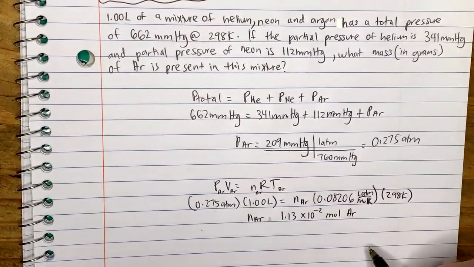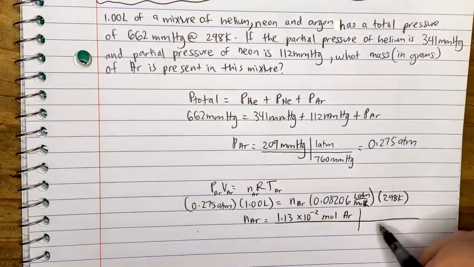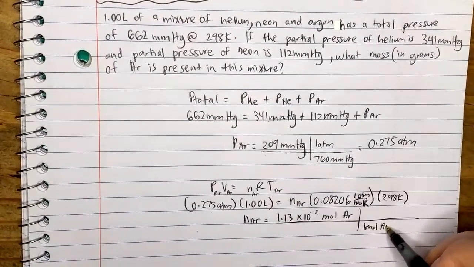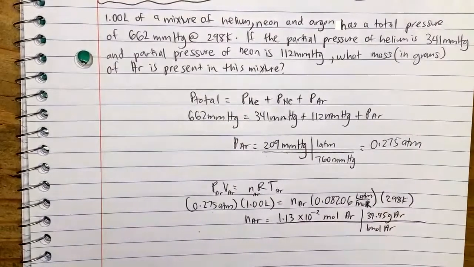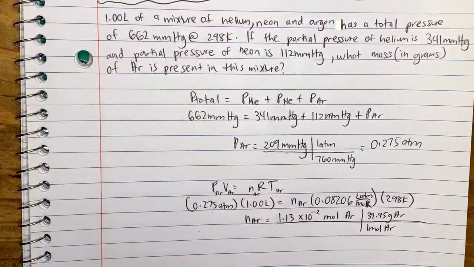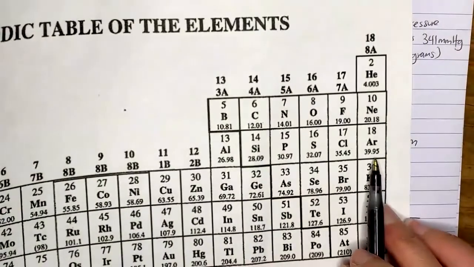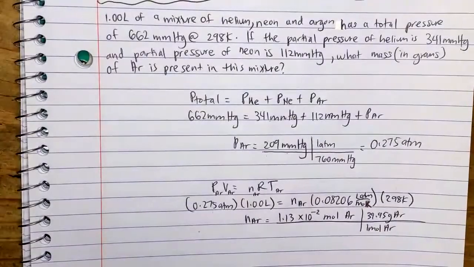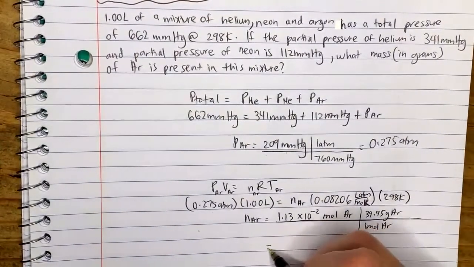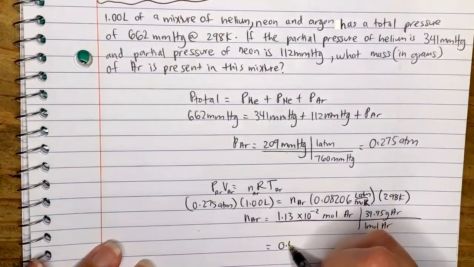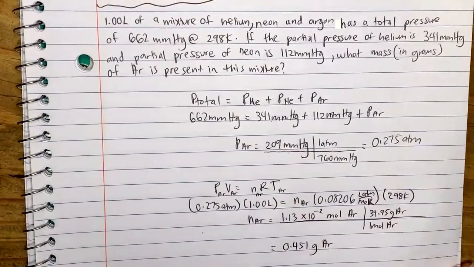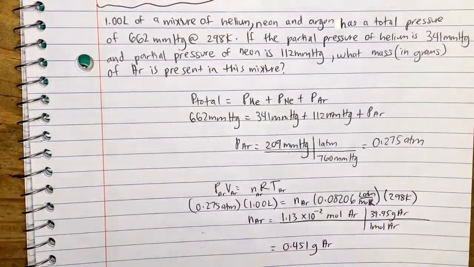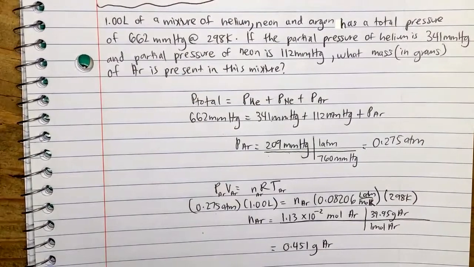And then once you get moles of argon, we can change it to grams of argon, right? How do we change it? We use 1 mole of argon weighs 39.95 grams. Now this you can look up on the periodic table. Argon is right here on the periodic table, 39.95. So then we can get the mass of argon, and the answer is 0.451 grams of argon. So basically the idea is you can add the pressures up. Okay, so let's do another one.